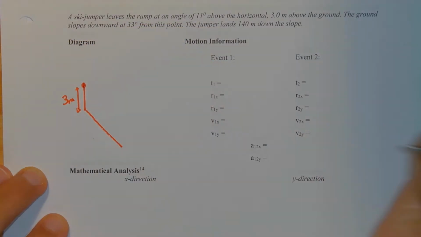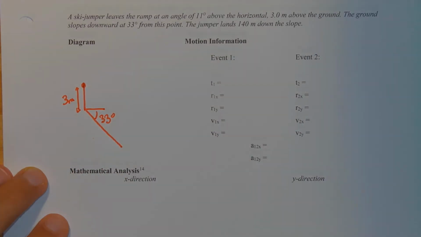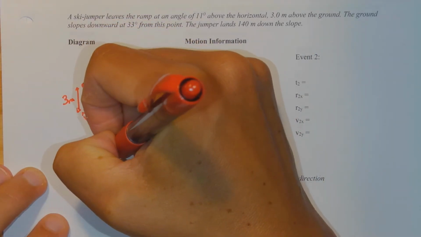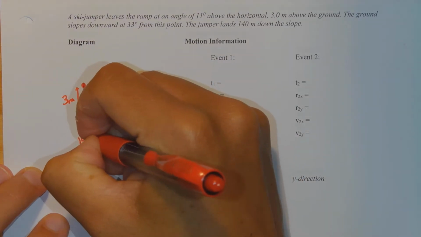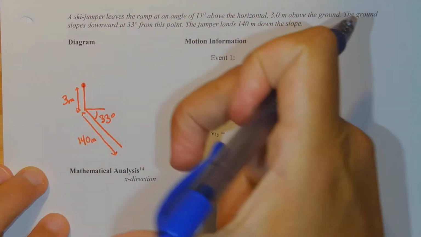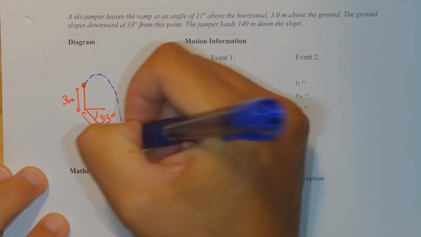Then the ground slopes at an angle of 33 degrees. So this angle here is 33 degrees. The jumper lands 140 meters down the slope. So this distance is 140 meters, and the ski jumper is going to follow a trajectory that looks something like that.